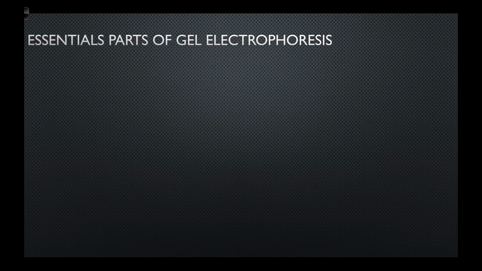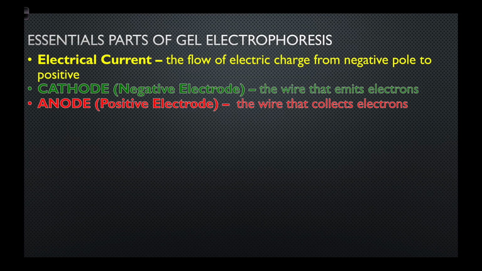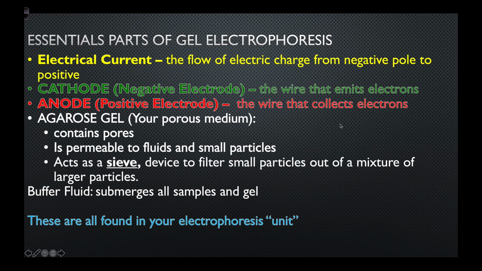Gel electrophoresis also has some essential parts in order for it to work properly. We're going to need electrical current during this process to ultimately use that electric current to force particles from one side of a sample to the other. Technically, electrical current is the flow of electrical charge from a negative pole to a positive pole. The negative electrode or pole, we're going to call the cathode. In this case, it's going to be a wire that emits electrons. The other side will be an anode, a positive electrode, which will be a wire that collects electrons at the other side.